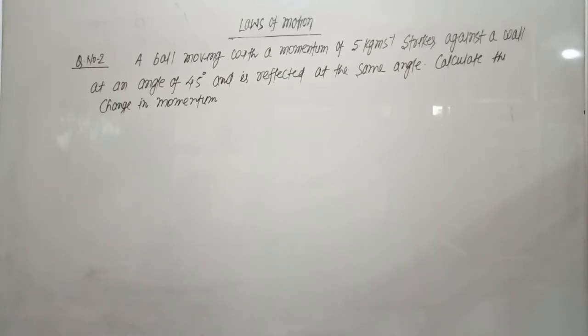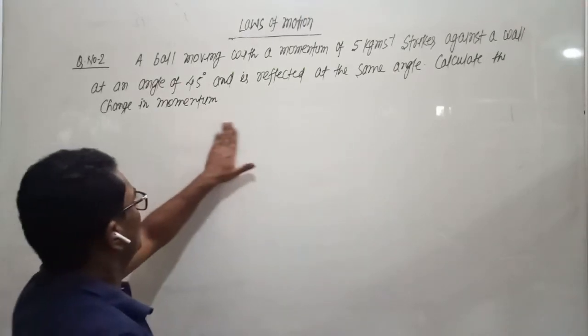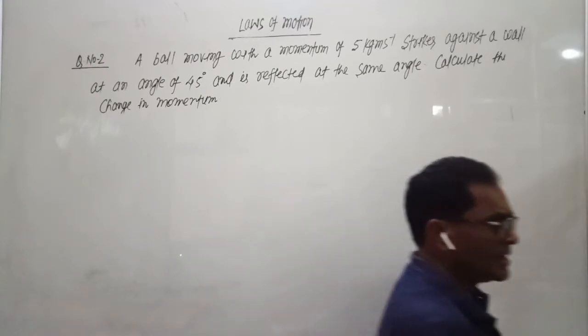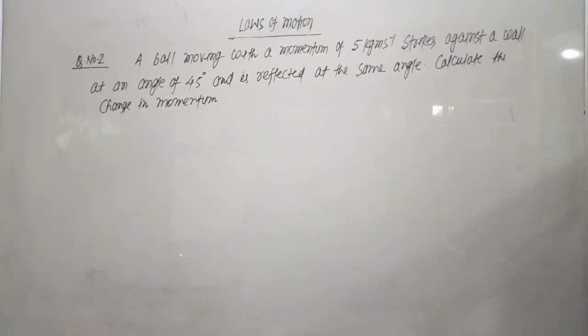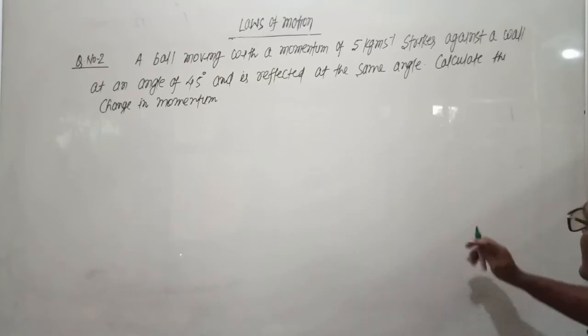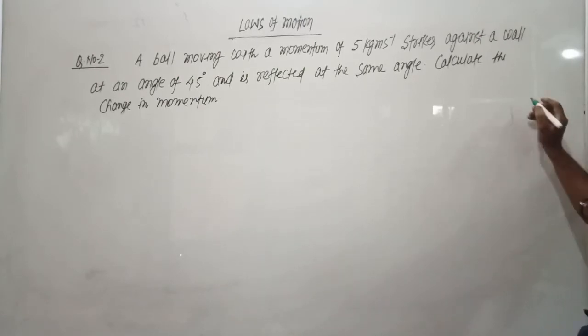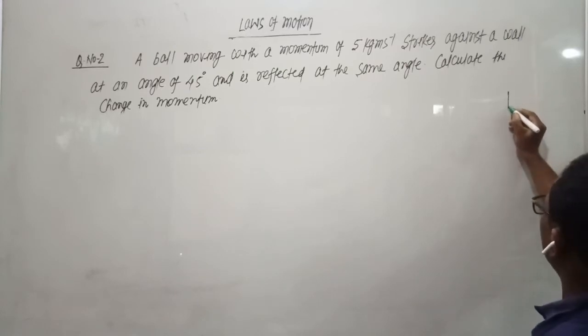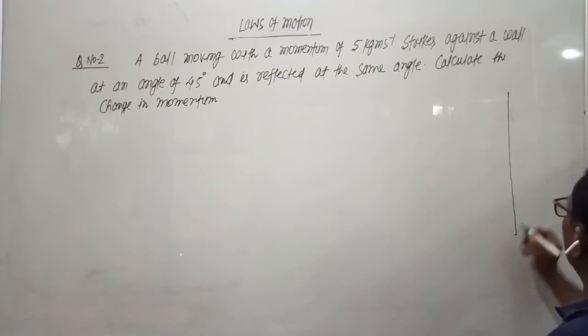We continue the numericals based on impulse and momentum. And the question is, a ball is moving with a momentum of 5 kg meter per second and strikes against a wall.